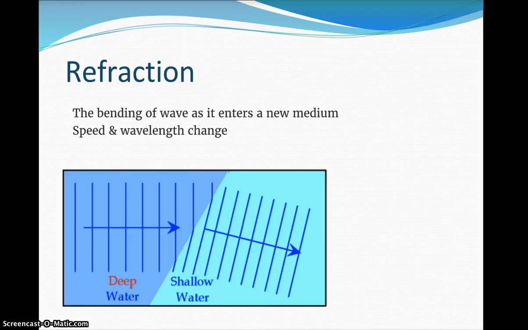Refraction happens when a wave bends as it enters a new medium. So speed and wavelength are going to change. You'll see this if you have an ocean wave or some type of water wave occurring in deep water, and then the depth of that lake or ocean changes and the wave now has to travel through shallower water.